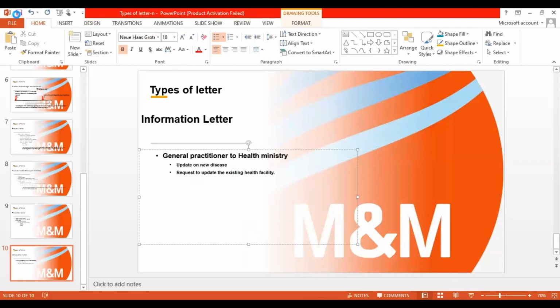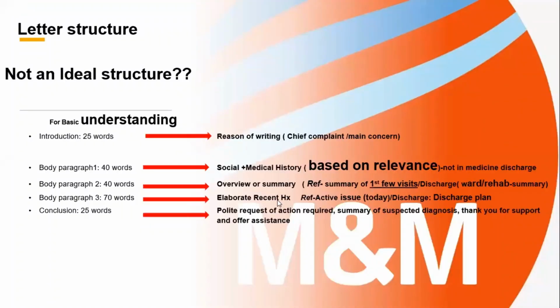Anyhow, that was the introduction, and now the body of the letter. In the body of the letter, this is a general layout. For example, the introduction we should write in 25 words, body one 40 words, body two again 40, body three 70 words. But this should not be kept as a standard structure. According to the provided information, we can change it. Based on relevance, we have to prioritize or summarize information.